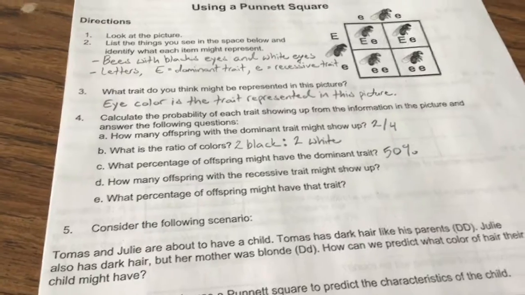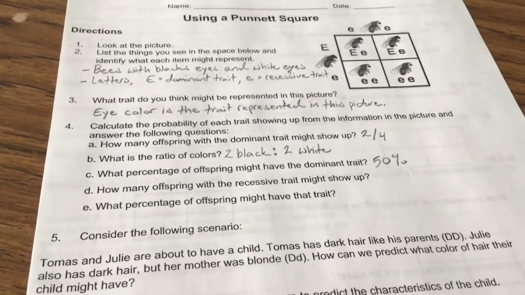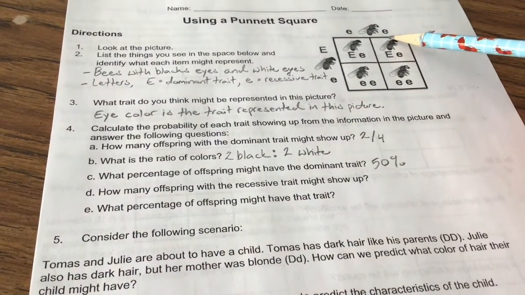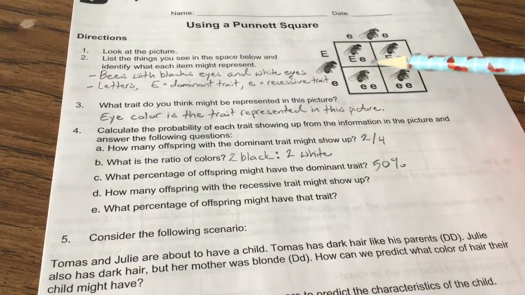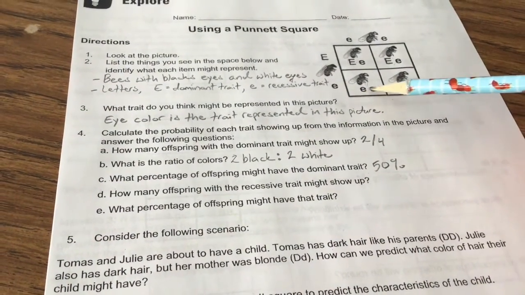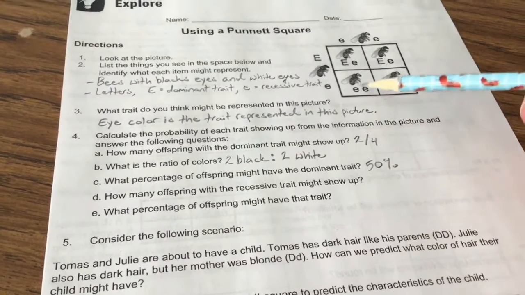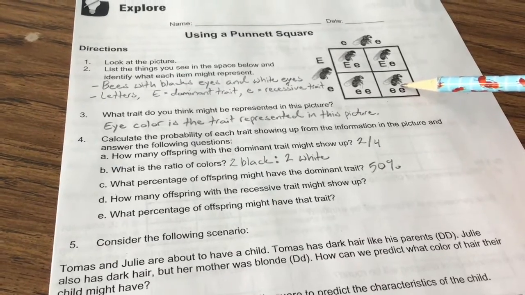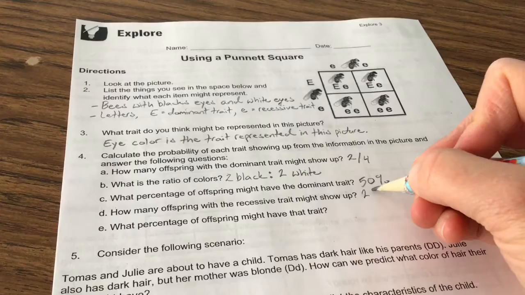Question 4D asks, how many offspring with the recessive trait might show up? So remember, our recessive trait is represented by the lowercase e, and the recessive trait only shows up if there are 2 of them in the genotype. So we have 2 recessive trait genes out of 4 for the offspring.